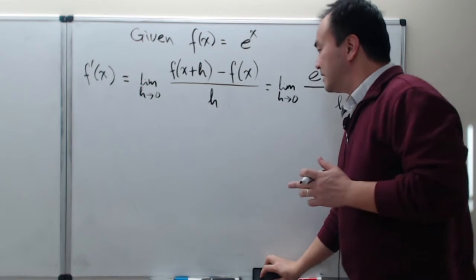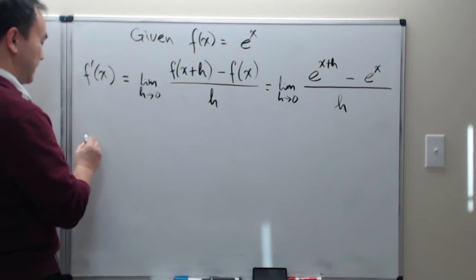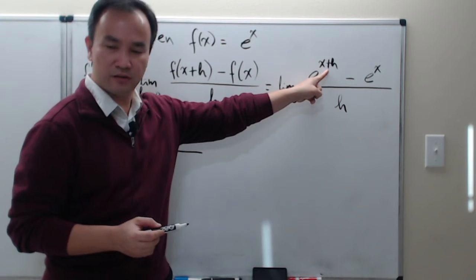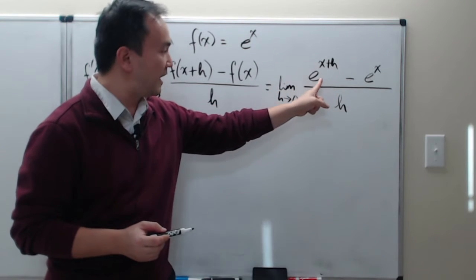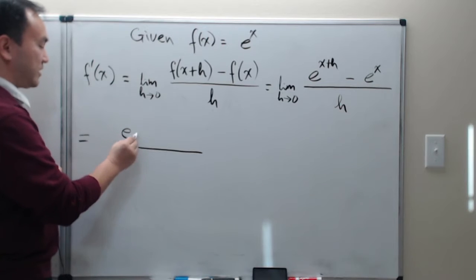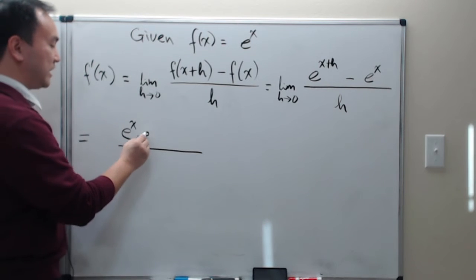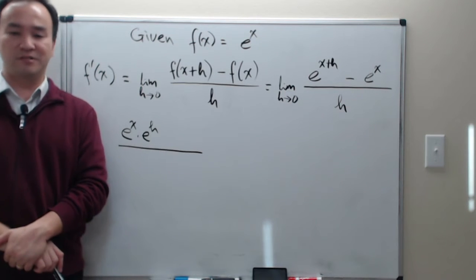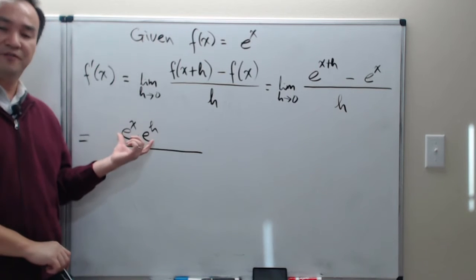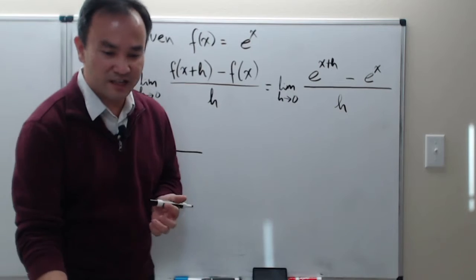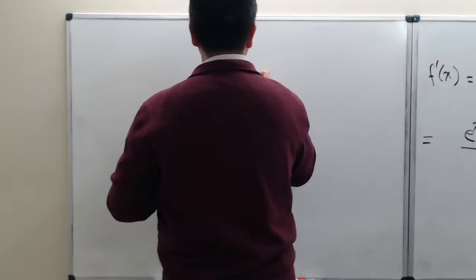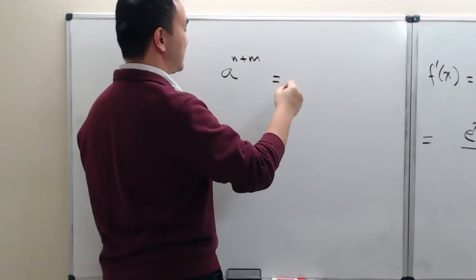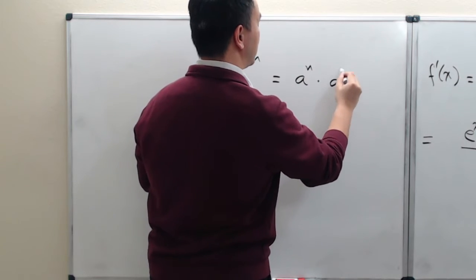In my next step, algebraically, this is what we already knew. For e to the x plus h, the rule of exponents allows us to bring that first term in as a product, e to the x times e to the h. Again, feel free to pause the video or search the web to convince yourself about this. What I'm trying to say is that for any base a raised to a power n plus m, it always equals a to the n times a to the m.